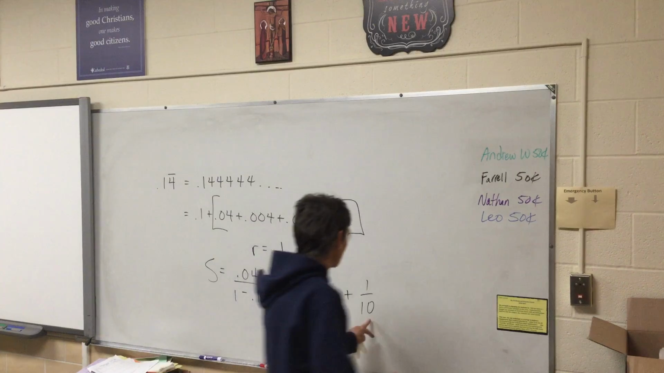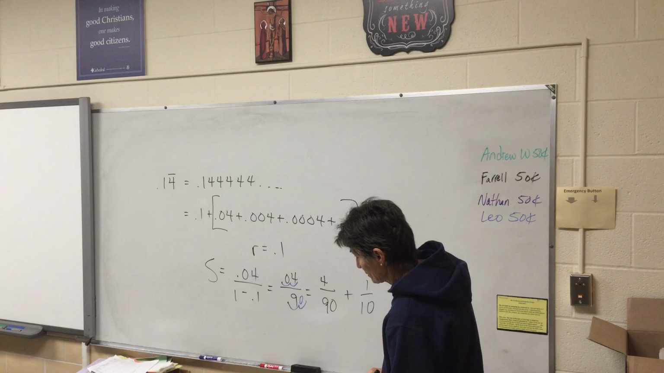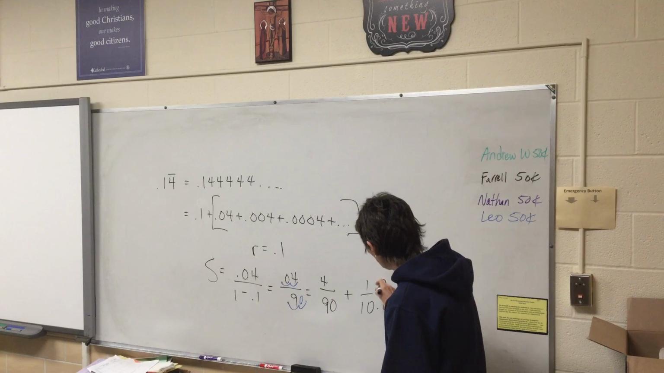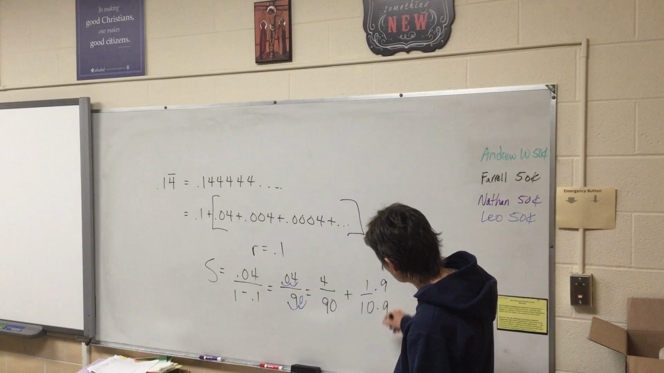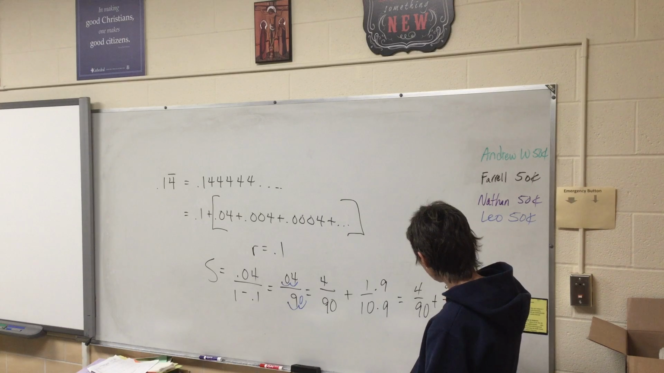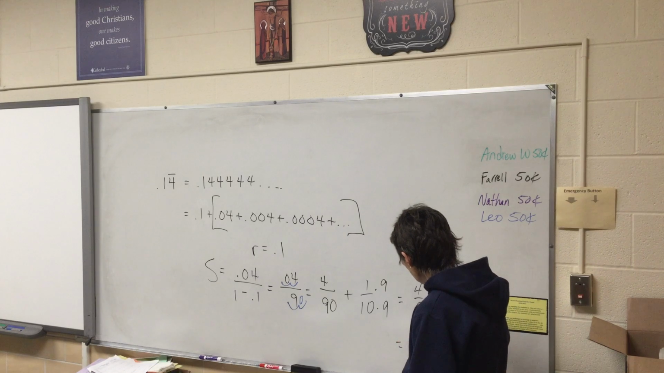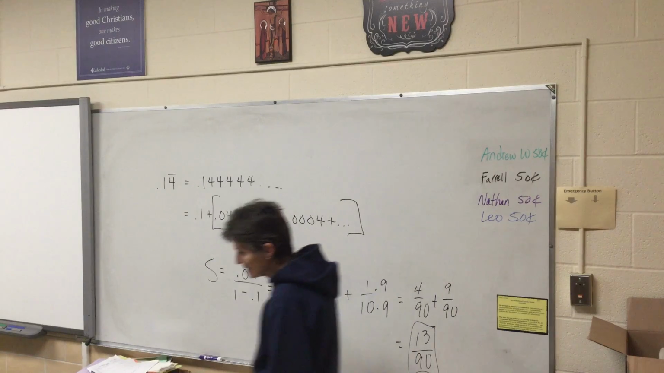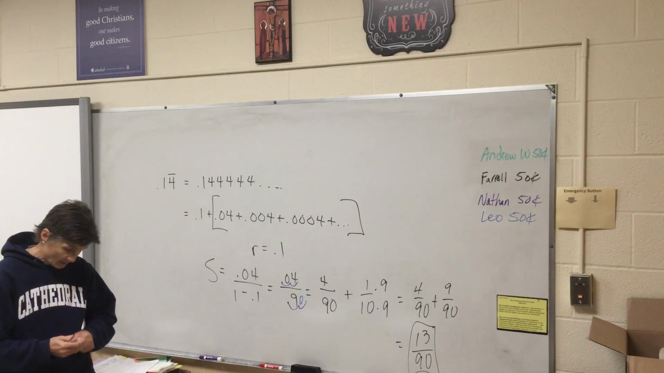Now, how do I add fractions? What do I need to do to add fractions? Common denominator. Yes, thank you so much, Gabe. I need a common denominator. So I got a 90 and a 10, so I'll multiply this one by 9. So I have 4/90ths plus 9/90ths. This is 9/90ths. And the final answer to the problem then is 13/90ths.